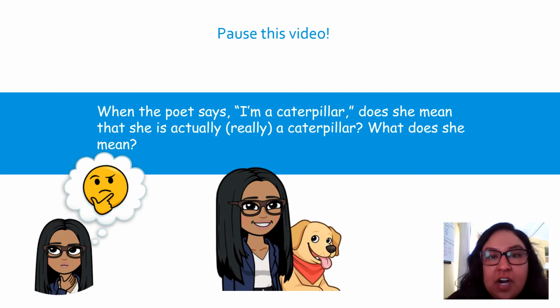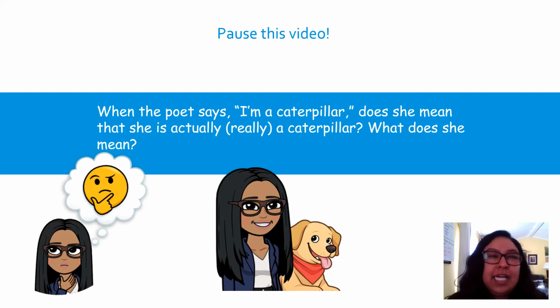Friends, go ahead and open your eyes. We're going to go ahead and think about this question that I'm going to ask you next, and then we're going to get ready to share with our partners. Here we go. When the poet says, I'm a caterpillar, does she mean that she's actually really a caterpillar? What does she mean by that?